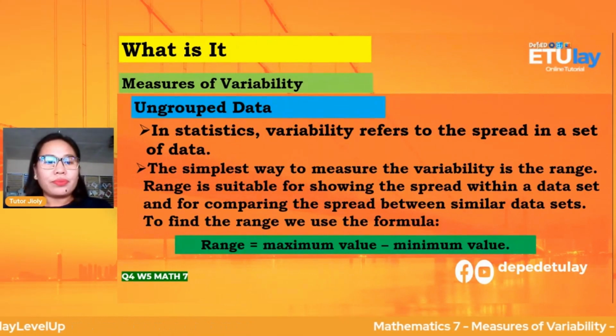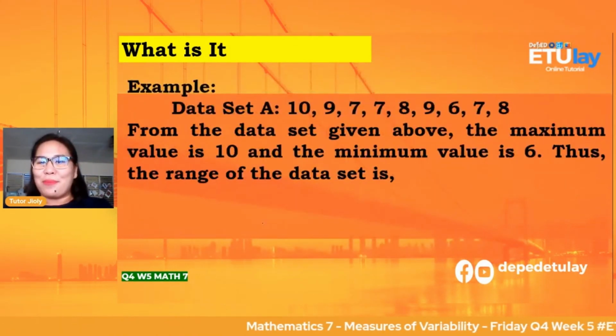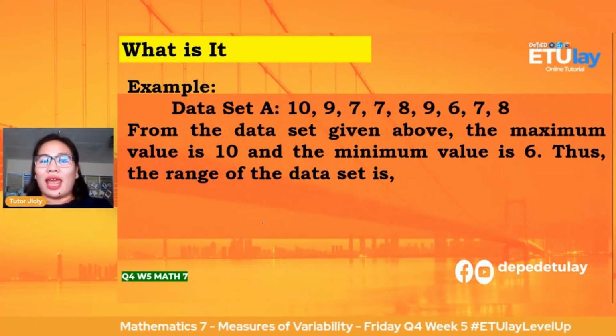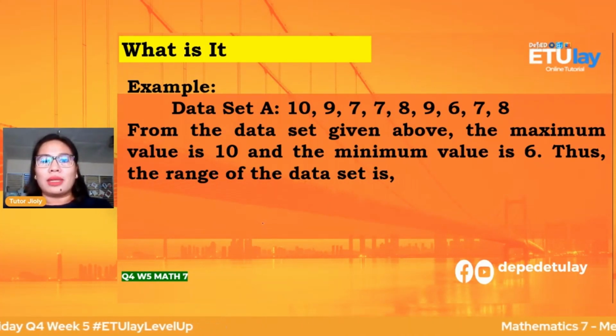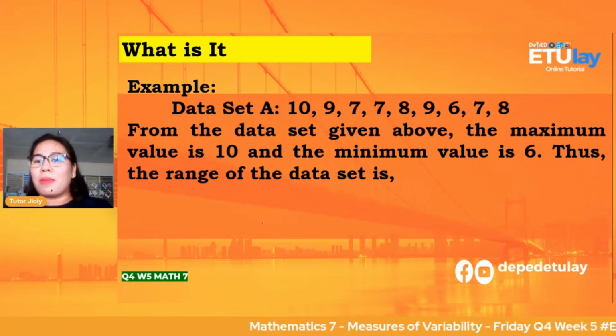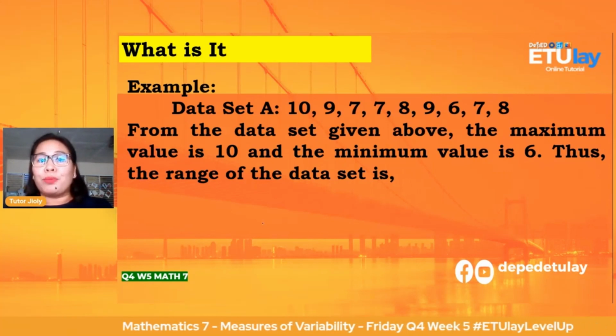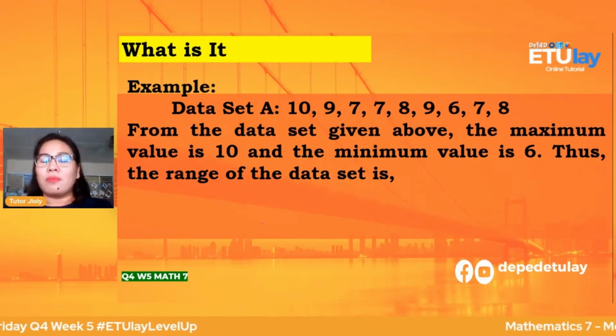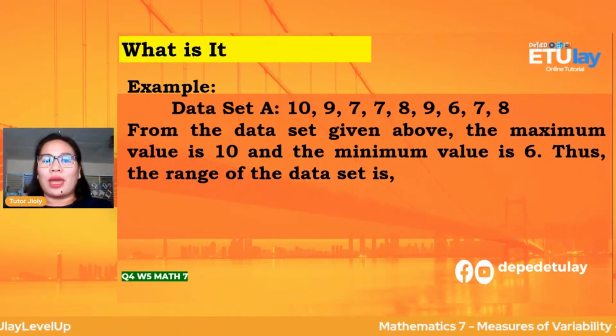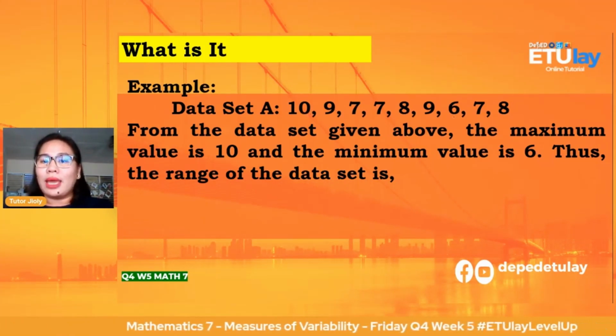Next, we have the example. Data set A: 10, 9, 7, 7, 8, 9, 6, 7, 8. From the data set given above, the maximum value is 10. The maximum value is the largest data. Then the minimum value is 6. The 10 is the highest data, and the lowest is 6.